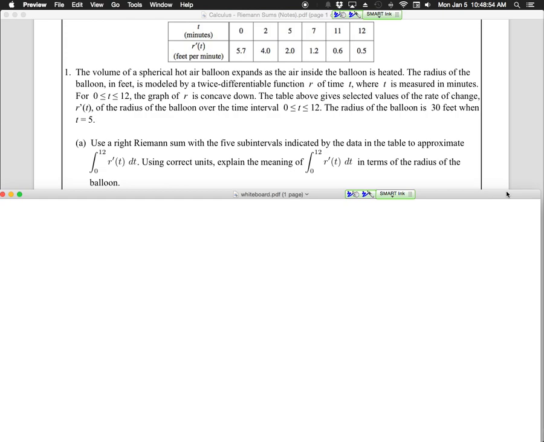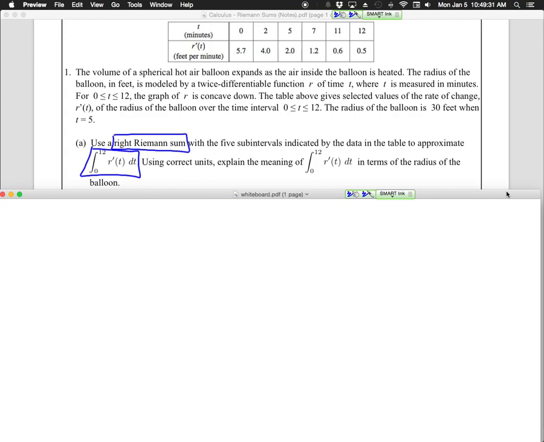It says use a right Riemann sum with 5 subintervals indicated by the data to approximate this definite integral right there. Now, what are the two things we said a definite integral represents? The change in the function above, or the area under the curve. Does it represent both or just one or the other? It represents both. Okay? So it's the change in the function above, and it is also the area under the curve. But usually when we want to approximate it, we're looking at the area under the curve.